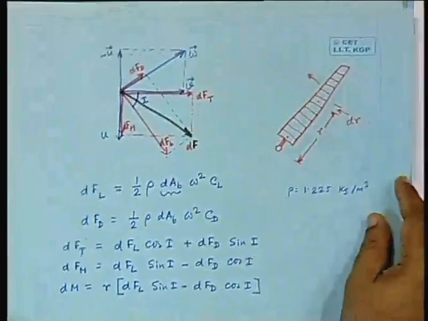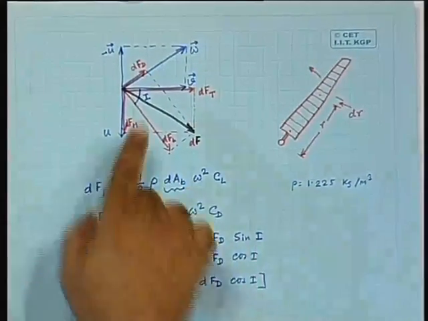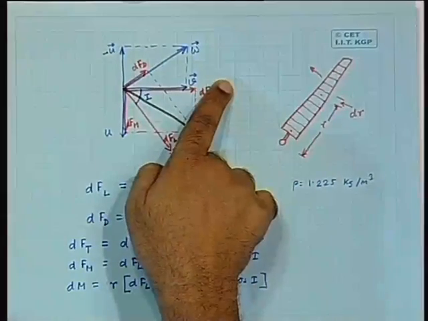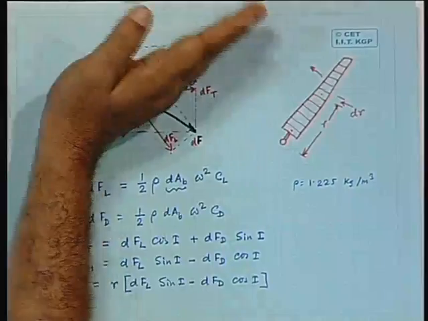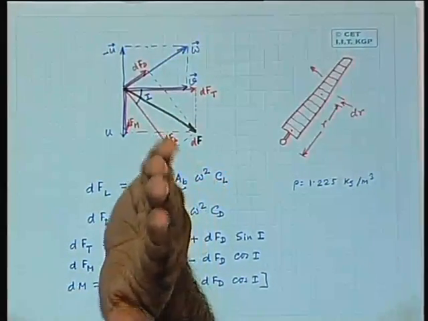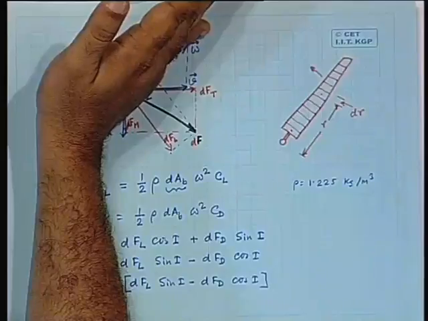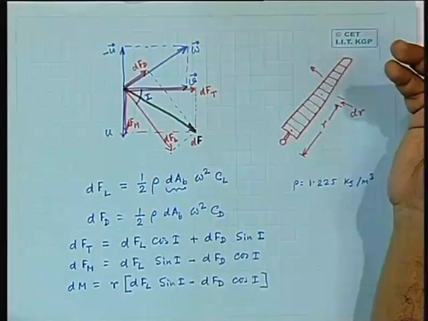Because all the time we would like to be aligned with the relative wind, and as the V changes, then the W's direction also changes. So we like to rotate the blade so that it is always aligned, and that is how it produces the maximum amount of energy. This is called the pitch control.